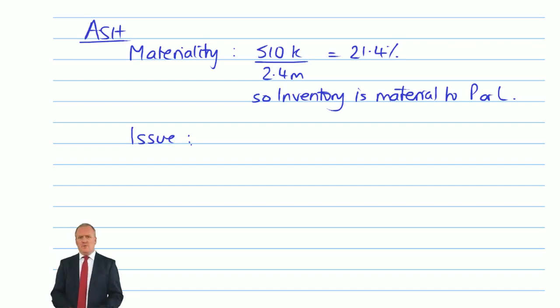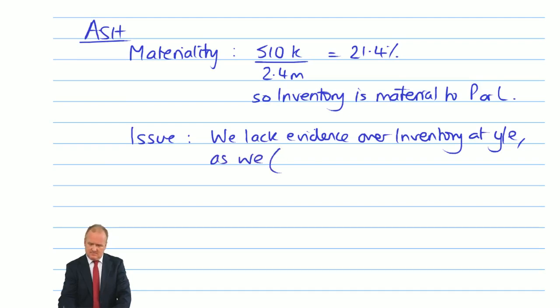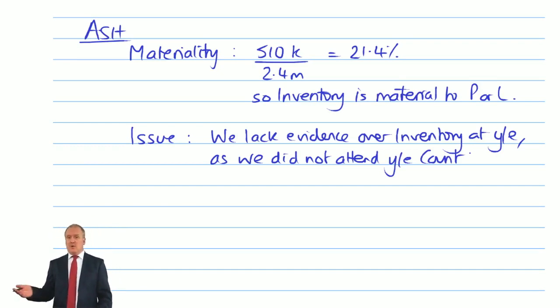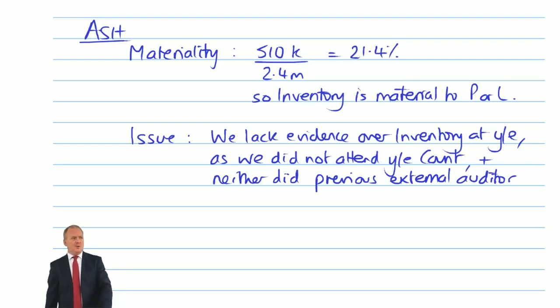What's the issue? Well, the issue here is I don't know if inventory is wrong because we lack evidence over inventory at the year end, as we did not attend the year-end count. And neither did the previous auditors, so there's no point asking them for any records they might have. For whatever reason, they didn't attend either. Oh dear.